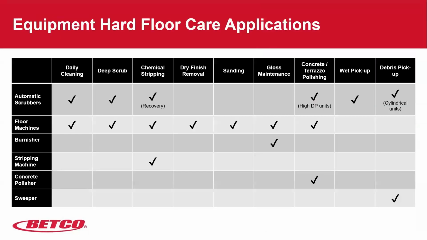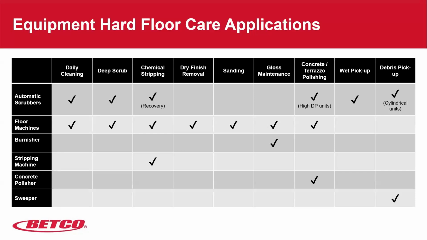A few specific pieces of equipment and their applications. Two of the most versatile pieces of equipment out there are auto scrubbers and floor machines, or buffers, swing machines, whatever you call them. Auto scrubbers are very versatile. They'll do everything from deep cleaning to polishing, honing, grinding, and polishing concrete and terrazzo. They'll do everything in between there. They'll help in stripping the floors, to agitate the stripping solution, and then also to pick it back up.